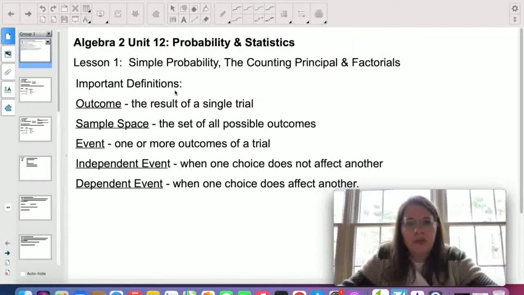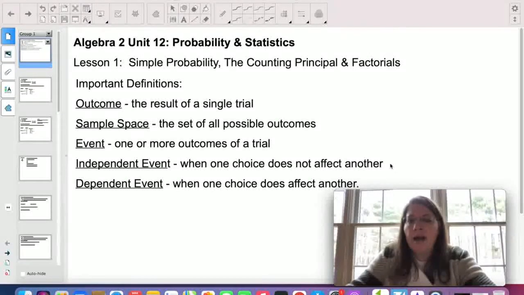Some important definitions about probability. First of all, an outcome is the result of a single trial. The sample space is a set of all possible outcomes. An event is one or more outcomes of a trial. An independent event is when one choice does not affect another one.